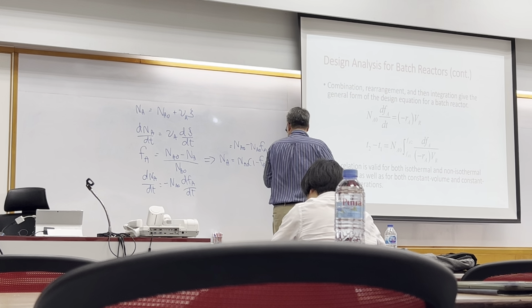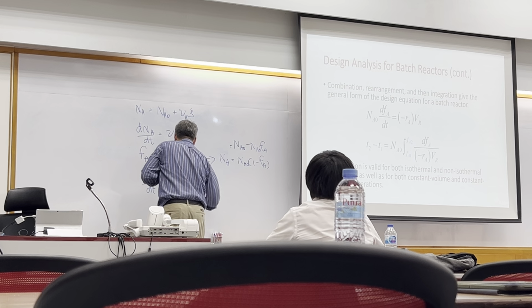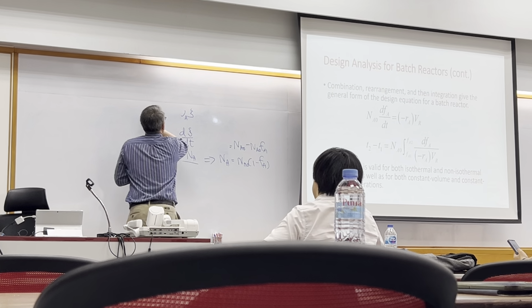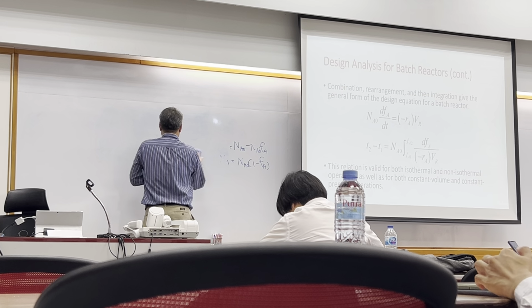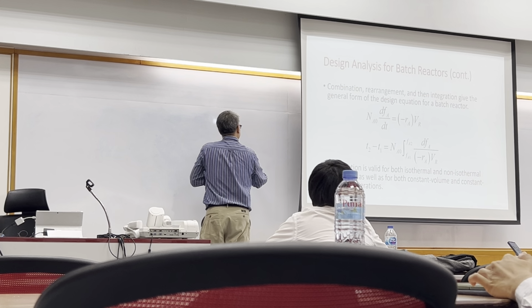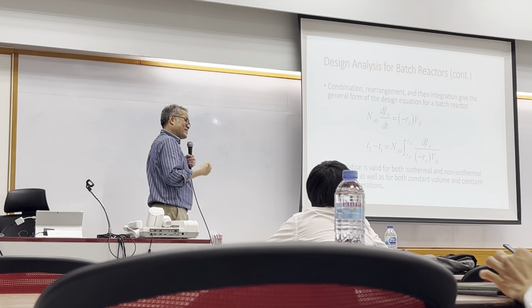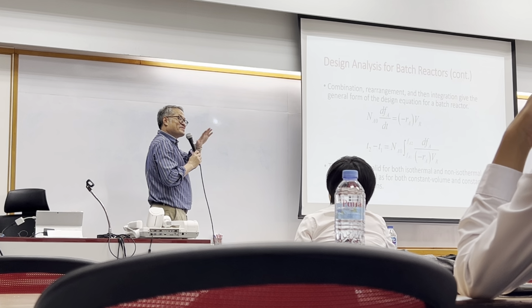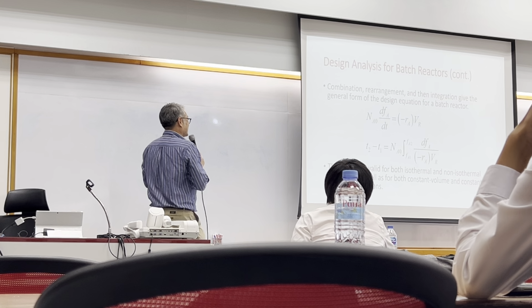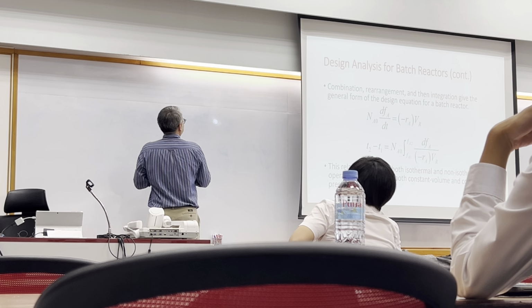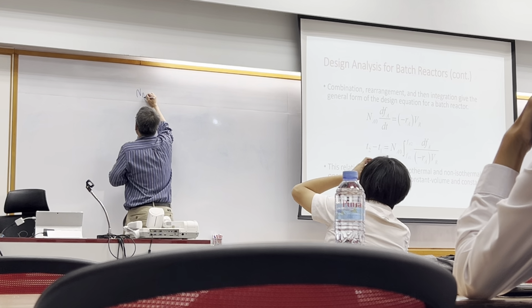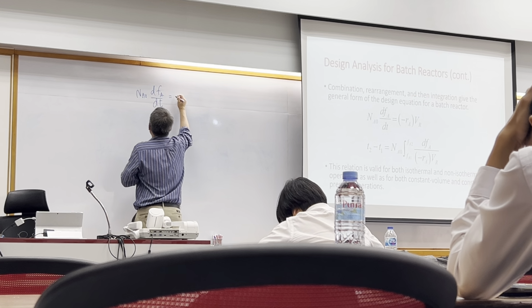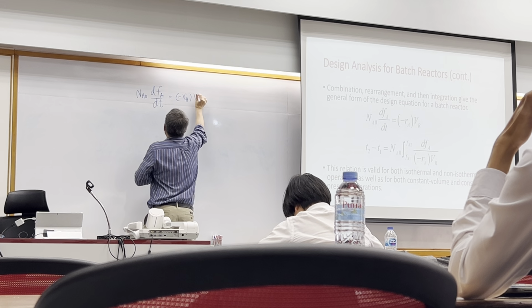And then you integrate this thing. If you don't like my math class, you'll come back. You need to integrate again. But I try to keep the integration not so crazy. So you have NA0 dFA by dt equal to minus RA times VR.